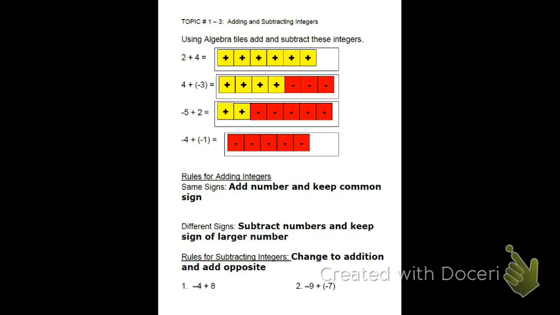If you're using algebra tiles and you lay them all in positives, you've got two positives and four positives. So of course we know that that's equal to 6. All right, another example would be if you have 4 positives, shown here, and 3 negatives.